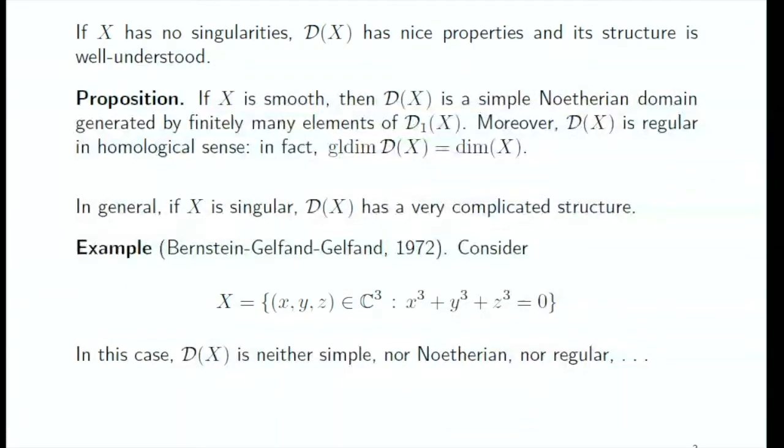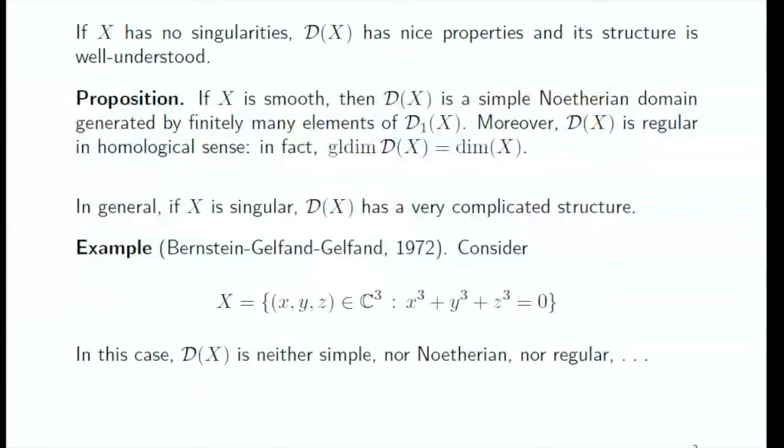Then it is again known that D(X) is very sensitive to singularities of X. And perhaps the most famous example, which was discovered in 1972 by Bernstein, Gelfand, Gelfand, is the following. If you consider a cubic cone, which is just a surface given by this equation in C^3, then in this case, D(X) actually is as bad as you can imagine.